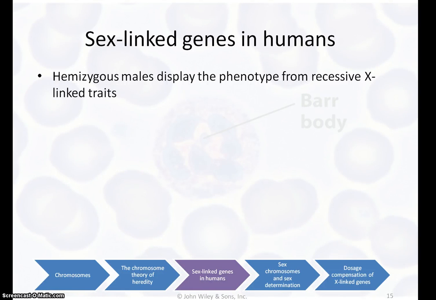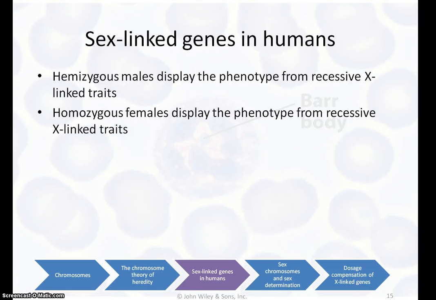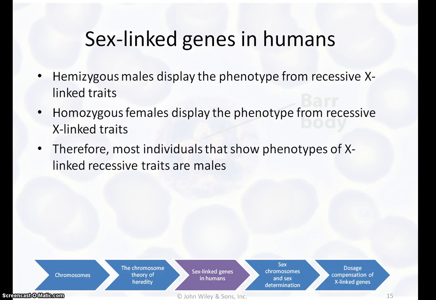Remembering that hemizygous males display the phenotype from recessive X-linked traits. We know that already. And that homozygous females display the phenotype from recessive X-linked traits. So for recessive traits on the X chromosome, females have to be homozygous to display that phenotype. Males are always hemizygous. Therefore, most individuals that show the phenotypes of X-linked recessive traits tend to be males.